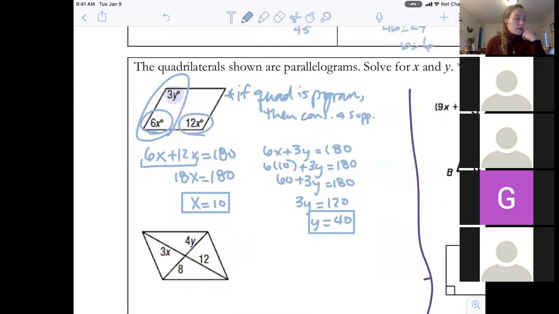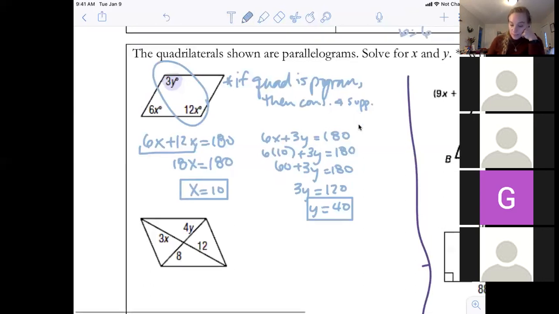Okay, any questions on that? Couldn't you also do 3y equals 120? 100%, Maggie. So I could have gone this way and done opposite angles and set them equal to each other. If I did that, I'd have to write another statement that said, if a quad is a p-gram, then opposite angles are congruent. Yes, Maggie, definitely works.